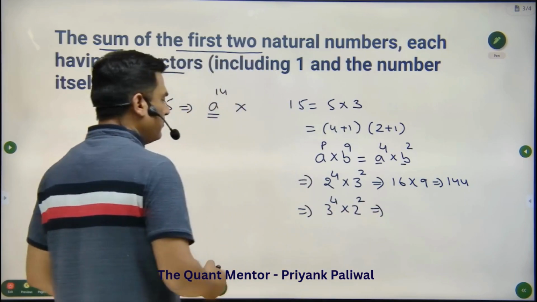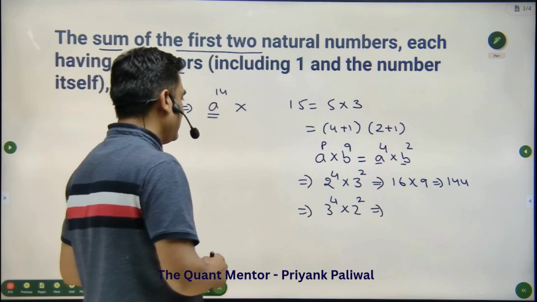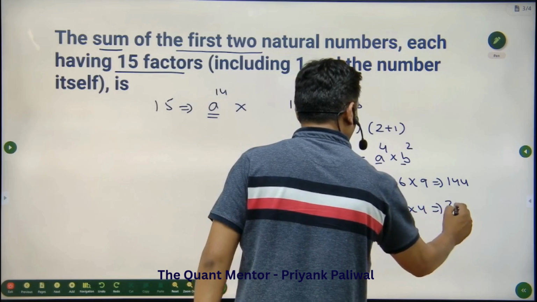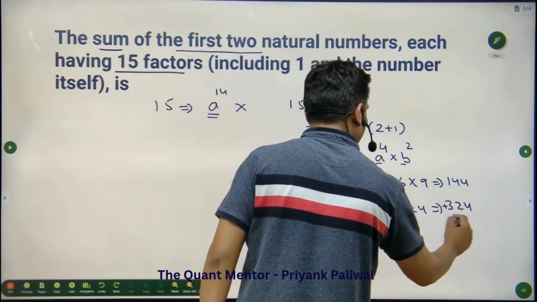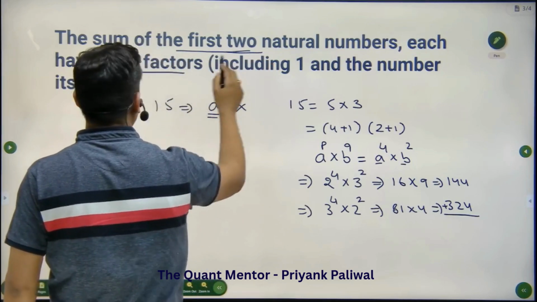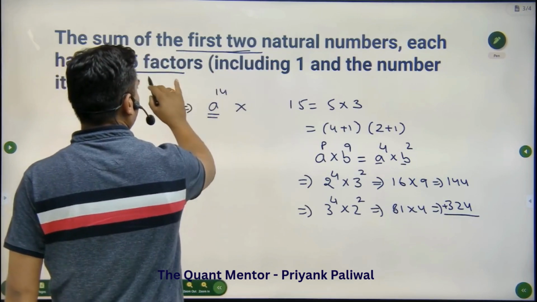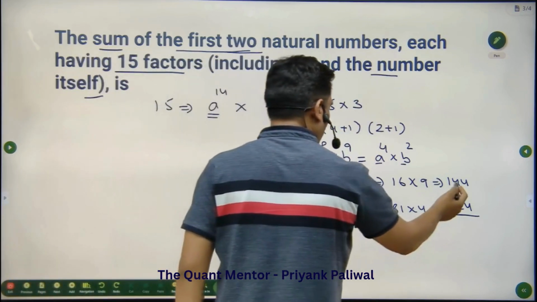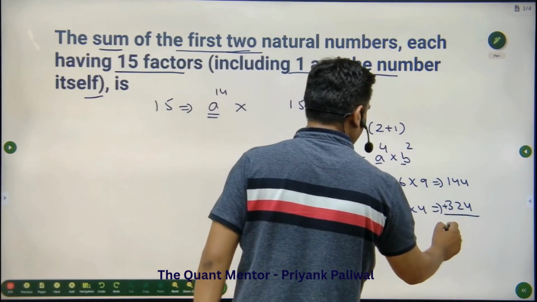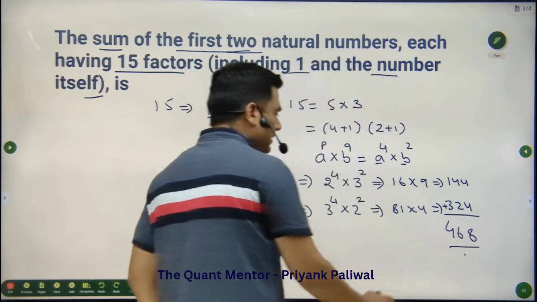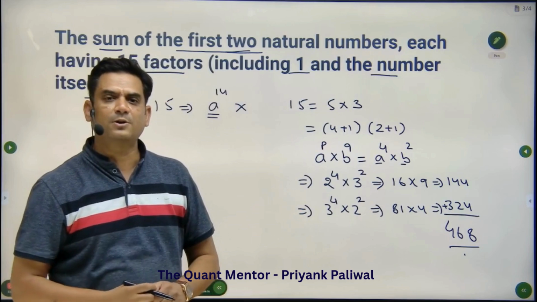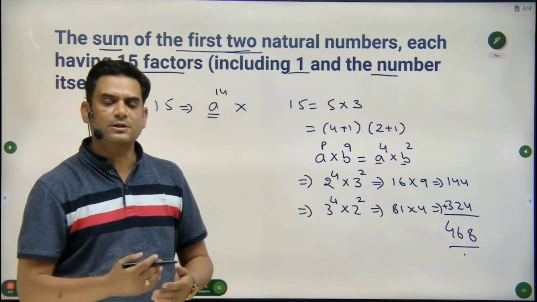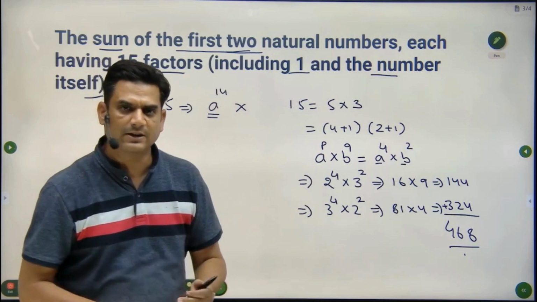So 3 to the power 4 is 81. 81 into 4 is 324. So if I add them, he's asking for the sum of the first two natural numbers having how many factors? 15 factors, including 1 and the number itself. So what is 144 plus 324? That is 468. So this is how we use this concept of how many numbers have 12 factors, or the smallest two natural numbers having 15 factors. Thank you.